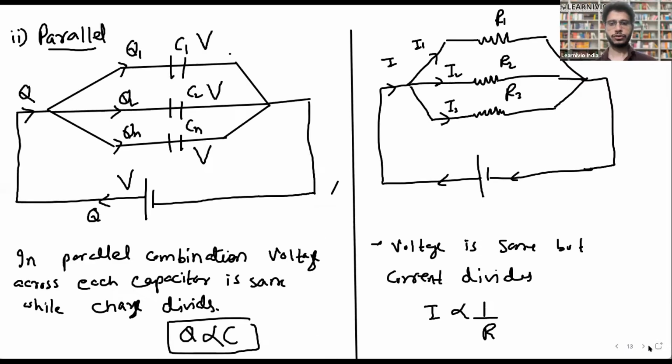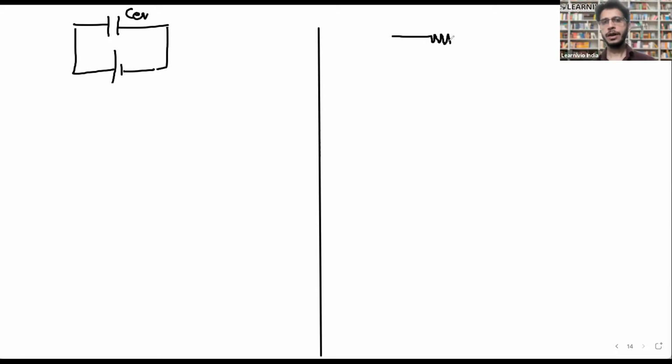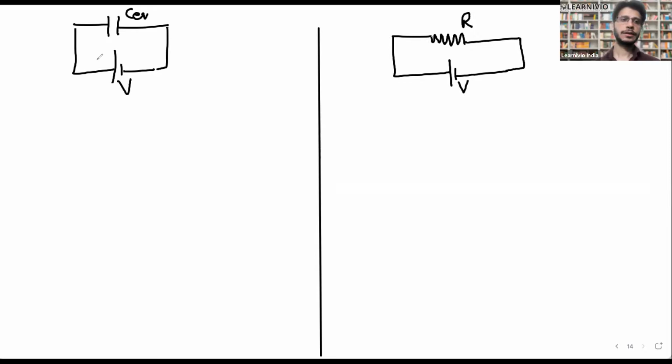The next is equivalent capacitor. I remove all capacitors and replace them by a single capacitor. This will produce the same effect as produced by the individual capacitors. I can remove all resistors and use a single resistor. It will produce the same effect. This is V. This is the total current, total charge through the cell, total charge stored in the capacitor, total current flow.